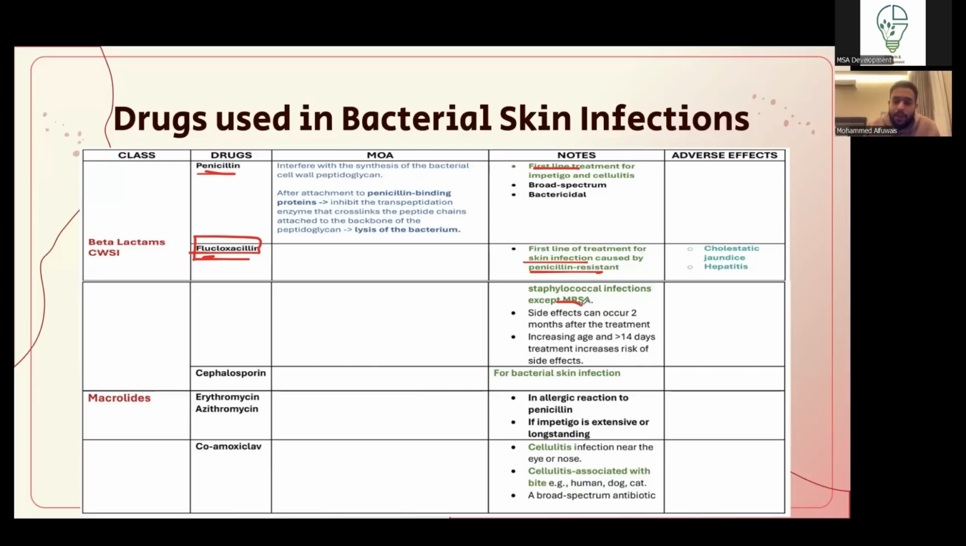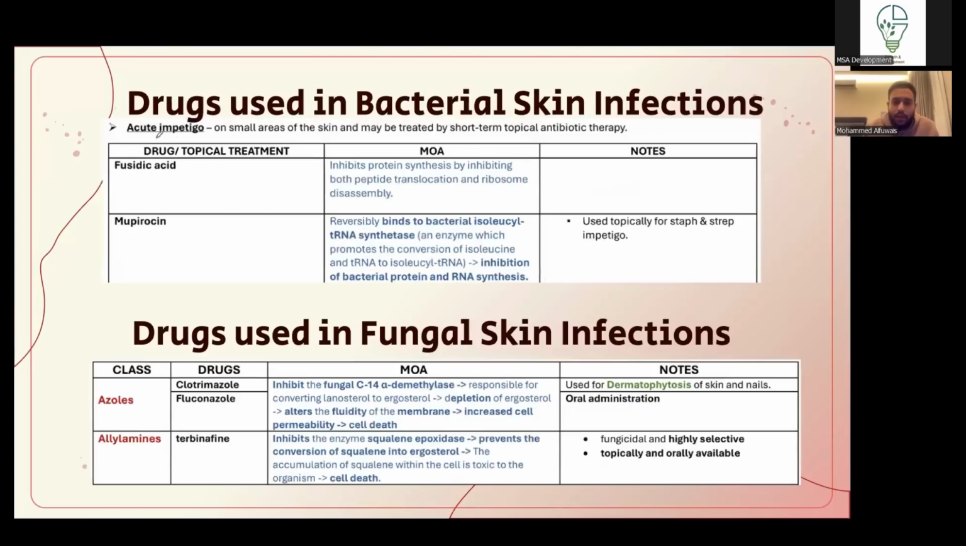Except for MRSA. In the case of MRSA, what drugs do we use? Vanco. What second line? Linezolid. Good. And we have all these other ones, but don't go into detail with the other macrolides that can be used. Then, as I said, acute localized small areas of impetigo, we use mupirocin or fusidic acid. Okay, just remember this one.